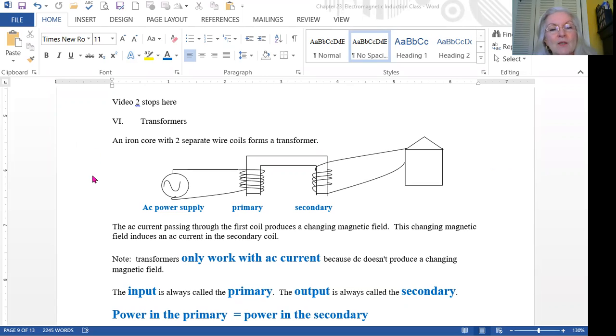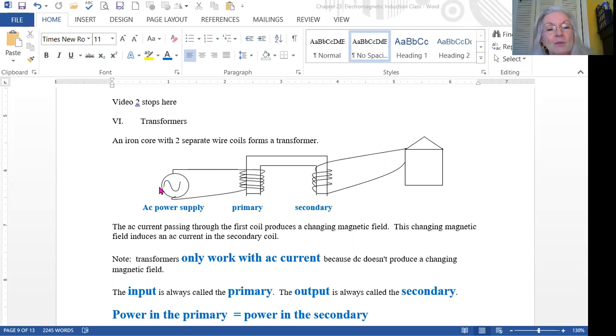So a transformer takes electric current and potential and either increases it or decreases it, depending on if you're dealing with step-up transformers, the potential or voltage goes up, or step-down transformers, the potential or voltage is reduced. So any transformer has an iron core with 2 separate wire coils.